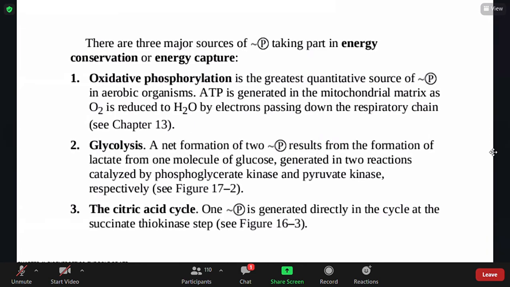All right, 3 major sources of high energy phosphate taking part in energy conservation or energy capture. First is your oxidative phosphorylation. This is in your respiratory chain. You know what your respiratory chain is? No?